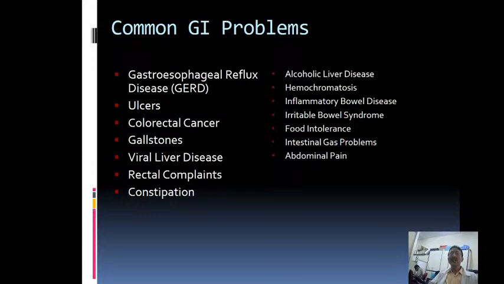The other common GI problems, but to a lesser extent, are the regular misuse of alcohol, which ultimately damages the liver, resulting in alcoholic liver diseases, hemochromatosis, where there is an accumulation of iron, inflammatory bowel disease, irritable bowel syndrome, food intolerance, intestinal gas problems, and abdominal pain.